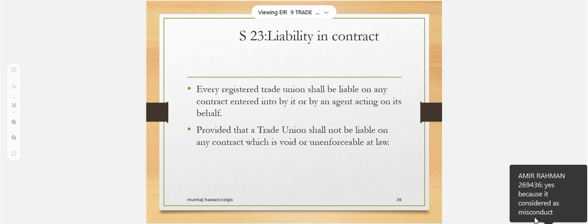Okay, so you can see, like a trade union of bank employees, they have their own building, their own cars, and other equipment owned by the trade union. The trade union can actually enter into contracts and purchase whatever they want, but they must pay for the contract or the things that they wanted to buy.